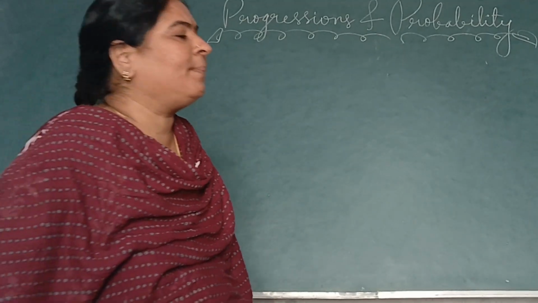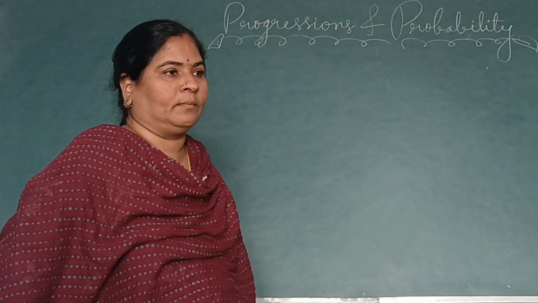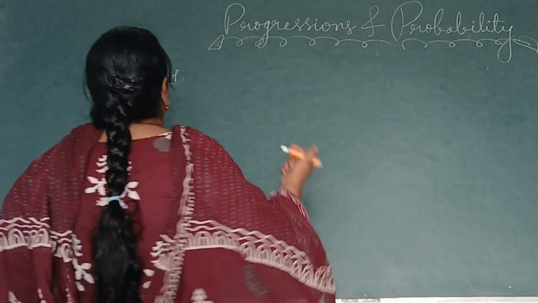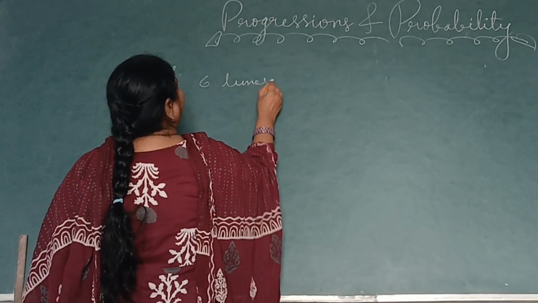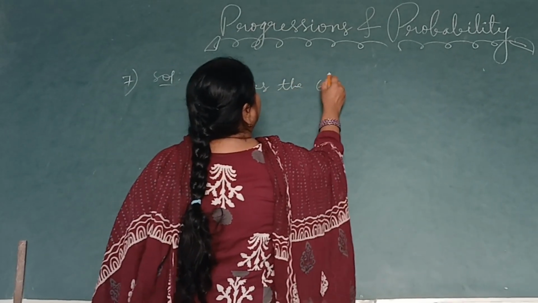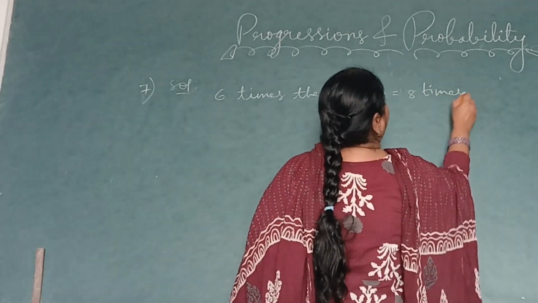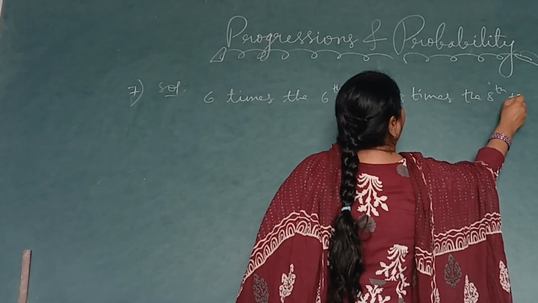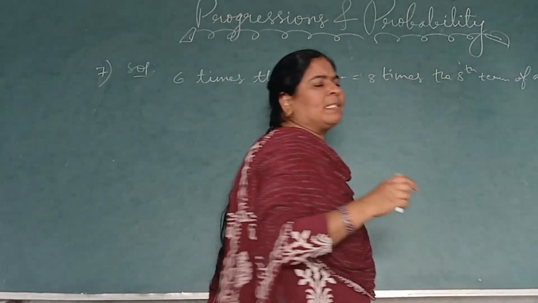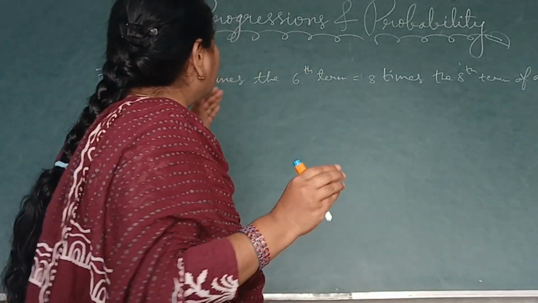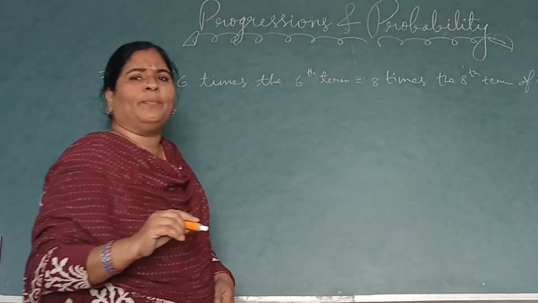Now 7th question, Haripriya. In an arithmetic progression, 6 times the 6th term is equal to 8 times the 8th term. Then what would you say about the 14th term? 14th term is the question. 6 plus 8 is 14. You are aware, no? Okay.